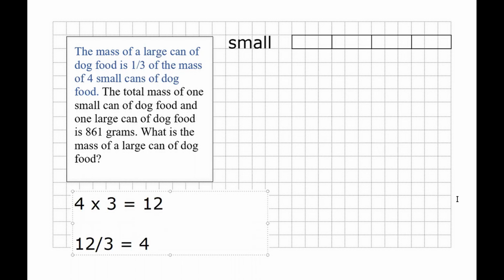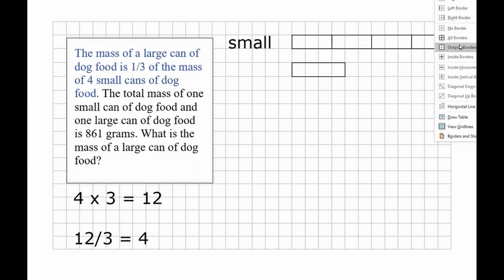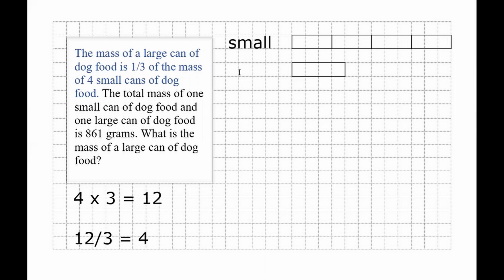And this is a very important feature of the problem, and you do want to make sure you get it. Now I know a large can must be made of 4 small units. Let's do it right here. And let's write large here. Now, let's work on the next sentence, this sentence, and let's make it green.